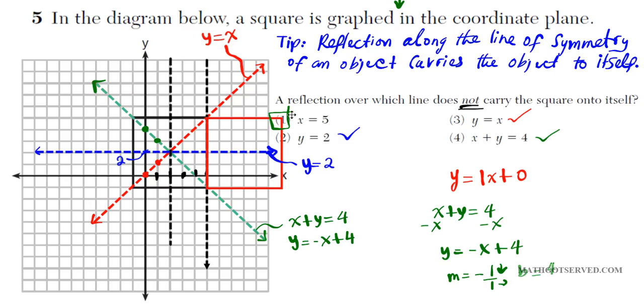So the only line that does not carry this square onto itself upon reflection is the line x equals 5. Now, had it been that line where x equals 2, guess what? It would be perfect because it's one of the mid-segments of our square. Okay? So bottom line, remember that reflection along lines of symmetry of an object carries the object onto itself. You end up with exactly what you started with.